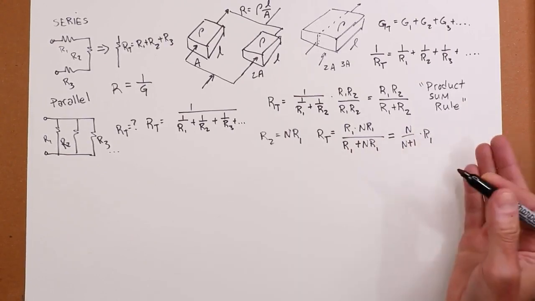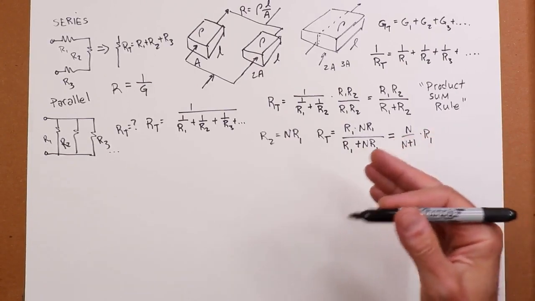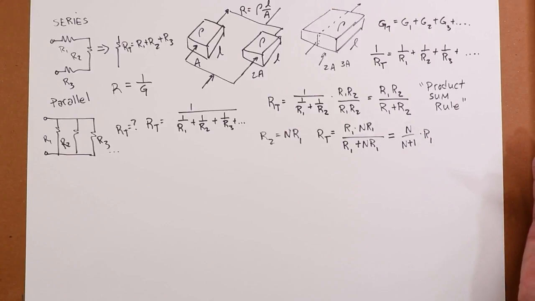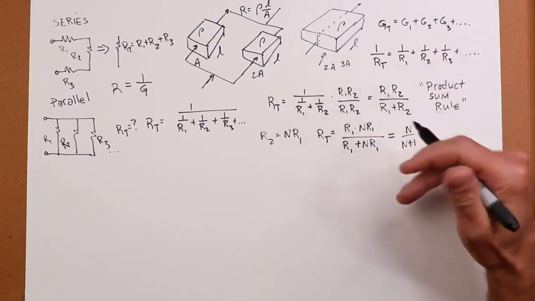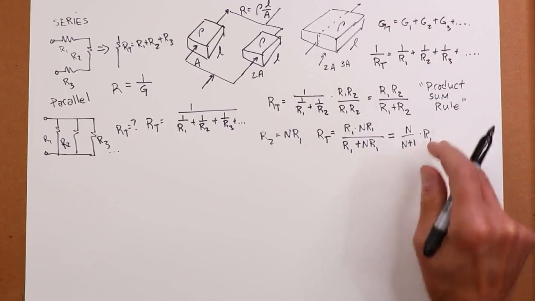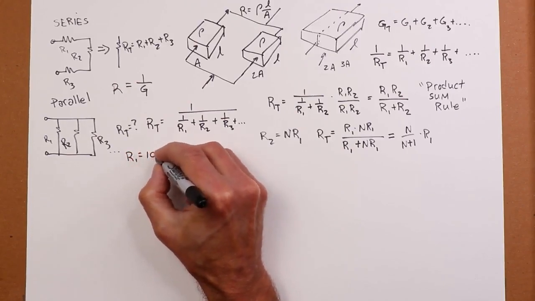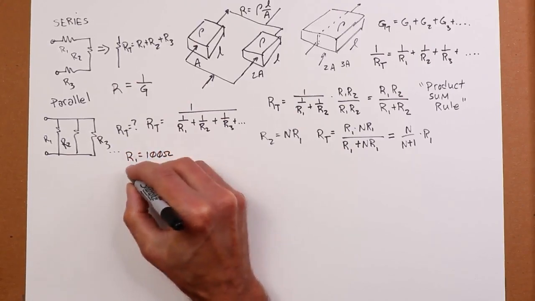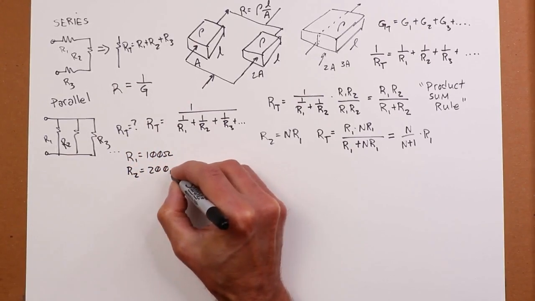So if I have two resistors, one is, let's say, 5 times bigger than the other, like I've got a 2K and a 10K, then the result, n is 5, the result will be 5/6 of the smaller. All right, so let's say we've got 100 ohms and 200 ohms. I want to find RT.